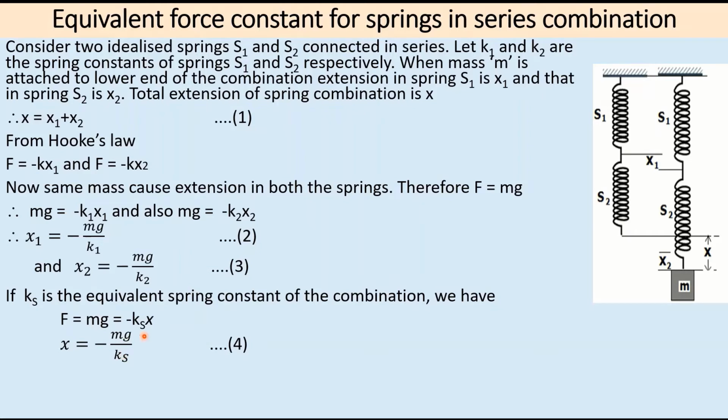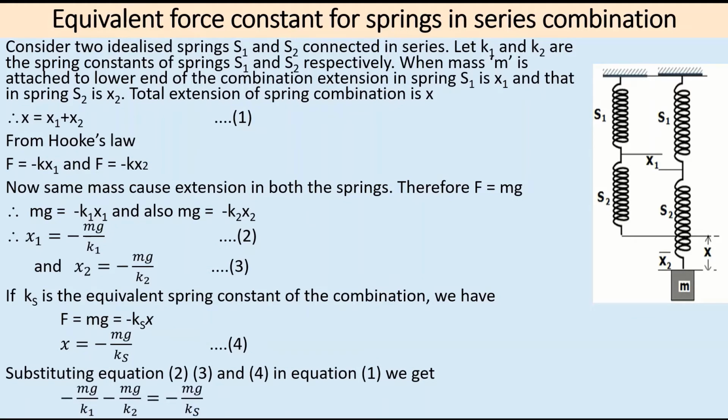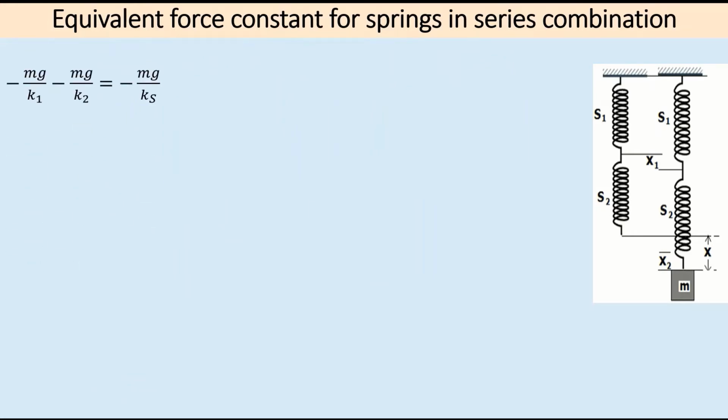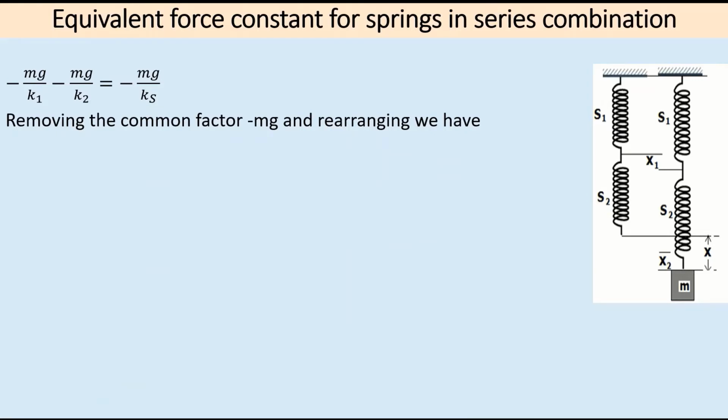So substitute these 2, 3 and 4 in equation 1. So we will get minus mg by K1 minus mg by K2 is equal to minus mg by Ks. So this is the equation we got. Here, removing the common factor minus mg and rearranging, we will get 1 by Ks is equal to 1 by K1 plus 1 by K2, or Ks is equal to K1 into K2 divided by K1 plus K2.